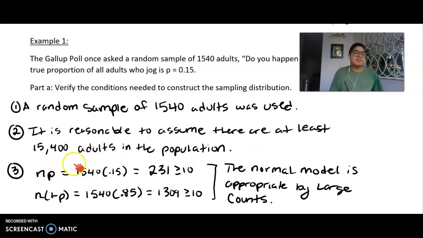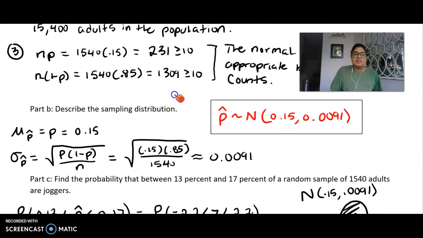All right, so now we check the large counts condition. I'm going to check the number of successes and failures in the sample: the sample size times the claimed proportion, and the sample size times the complement of the proportion. I'll take 1540 times 0.15 and the complement of that, and 231 and 1309 are both greater than or equal to 10, so a normal model is appropriate by large counts. Thus, I'm going to use these formulas from the formula sheet, and all I'm using is p is 0.15, n is 1540. Plug these into the calculator, and I get that the sample proportion is distributed normally with a mean of 0.15 and a standard deviation of 0.0091. And again, each condition plays a role here. Here's my large counts condition, here's my random condition, and here's my 10% condition.